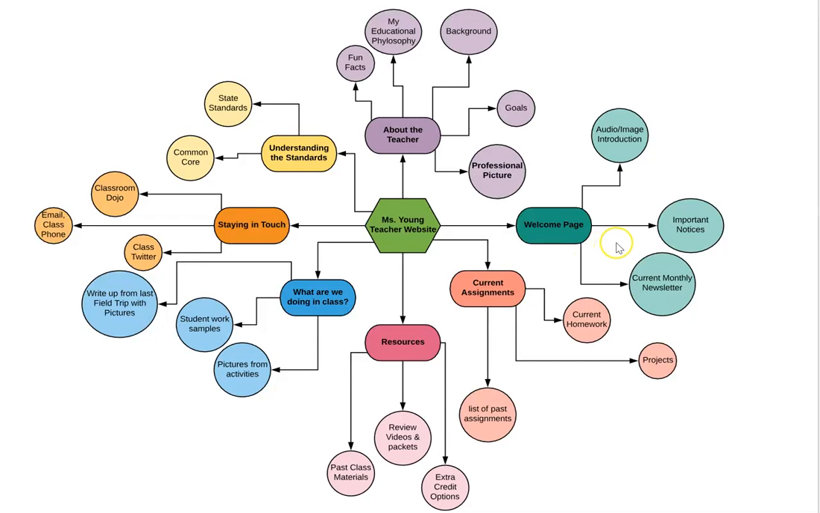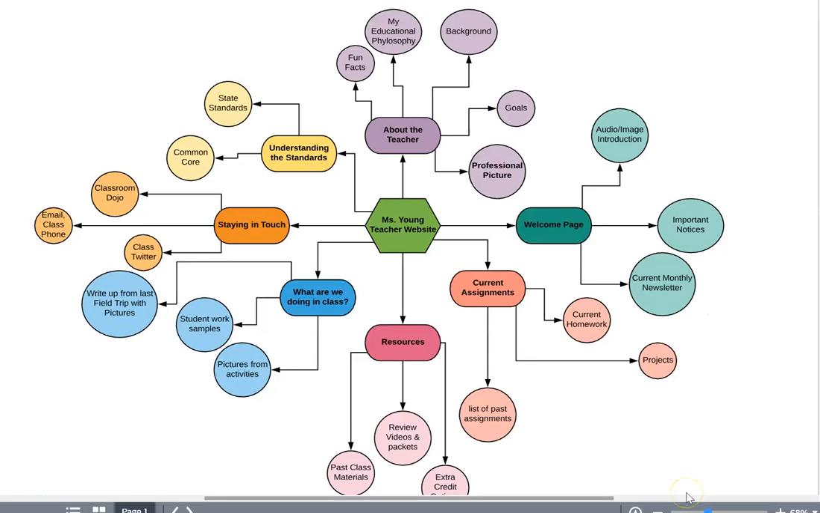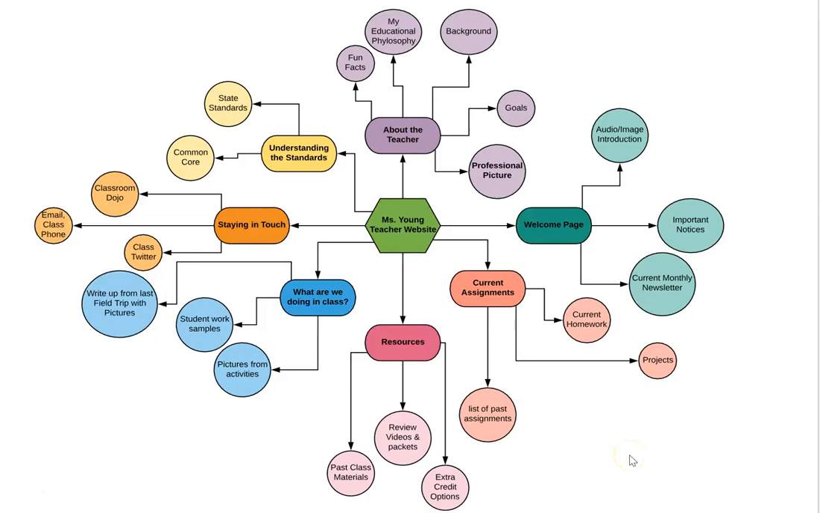I also want to put any important notices for classes. So if there's a permission slip currently that needs to be out, something like that, a current monthly newsletter as well. Obviously, a lot of us write newsletters, share newsletters out either through email or we even send them home in print in kids' bags. I want to put a copy of that newsletter on the website so it's always easy to find and get a hold of.